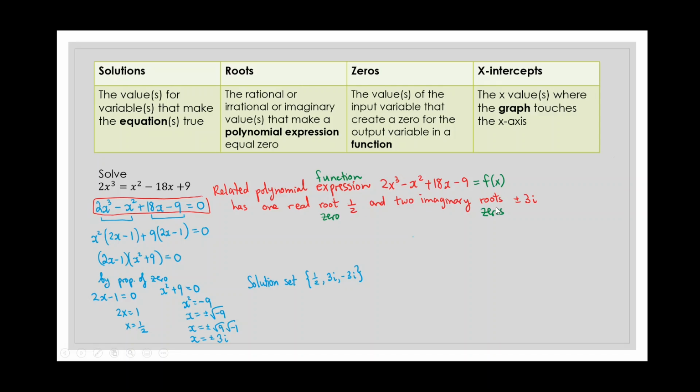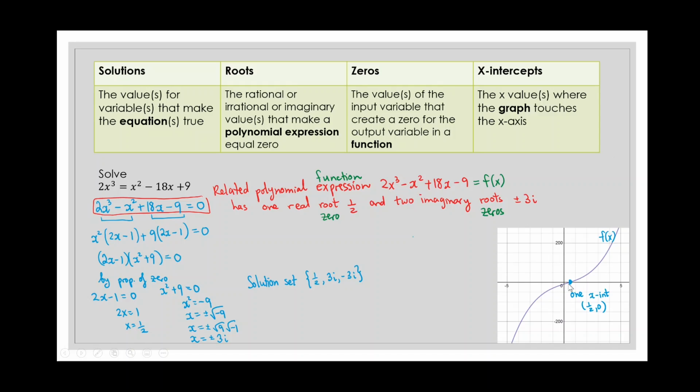And how does that relate to x-intercepts? Well, if we took this function and graphed it, so x-axis, and then this is the output f of x, we will see that there is only one x-intercept. We cannot plot imaginary numbers on the x and y coordinate grid. So this is the true difference here, that there is no overlap. We cannot say that plus or minus 3i actually go on this graph. I hope this was helpful.